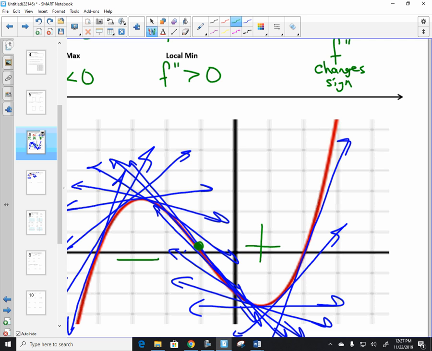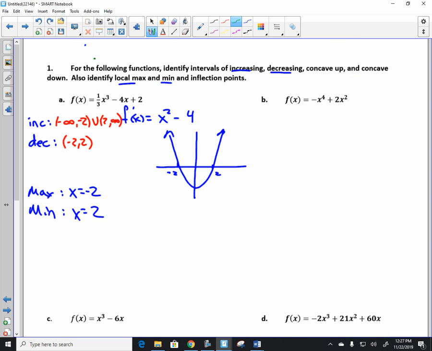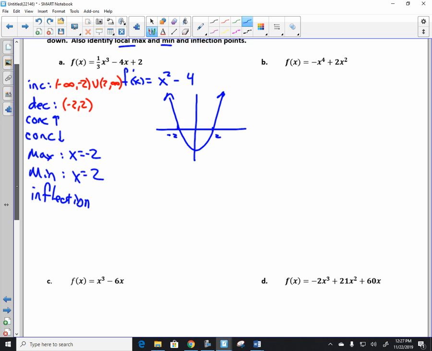So let's go back to our sheet here, and let's not just talk about increasing and decreasing. Let's talk about concave up and concave down, and let's talk about inflection. I did my first derivative test. It told me about those pieces. I'm going to do a second derivative test. What is f double prime of x? 2x.